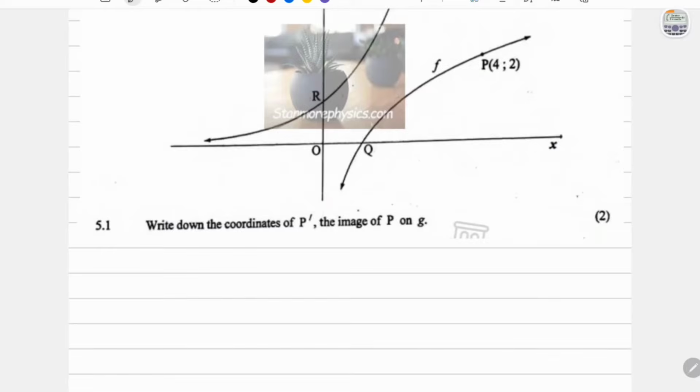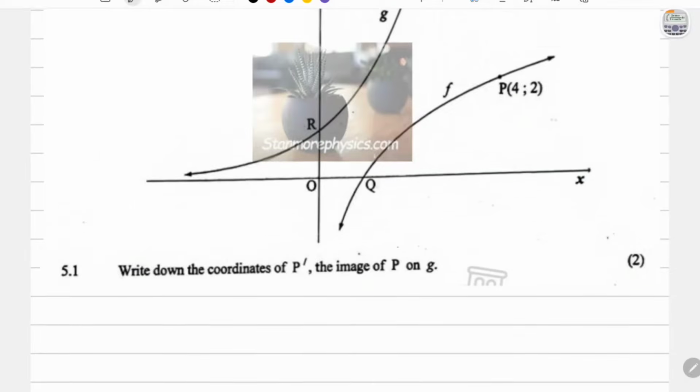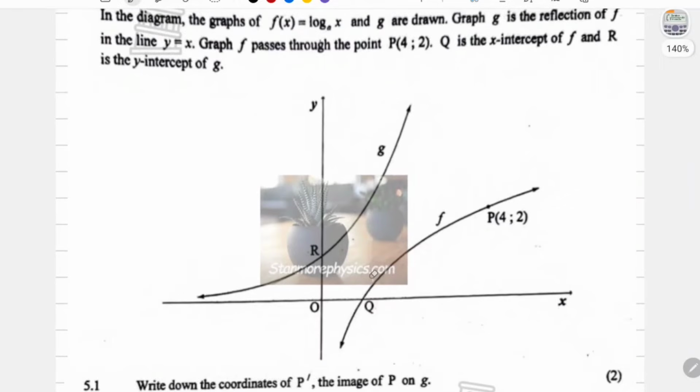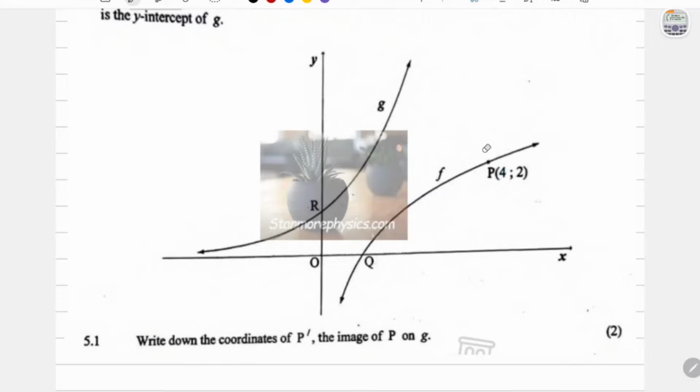The first question, 5.1, says, write the coordinates of P prime, the image of P on g. Okay, so that's just the image of P on g. Remember that this is a reflection of this through that line y is equal to x. So it's the inverse of it. Since it's the inverse of it, when you're looking at this graph and looking at that graph, what changed is all they did was they swapped the x and y values.